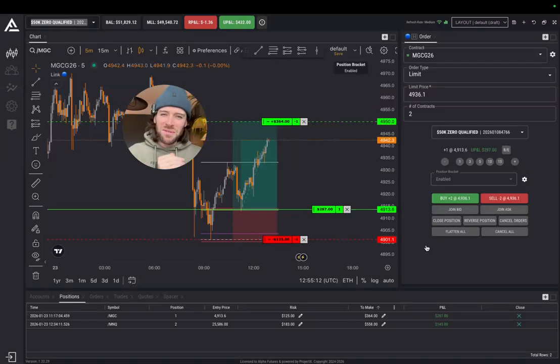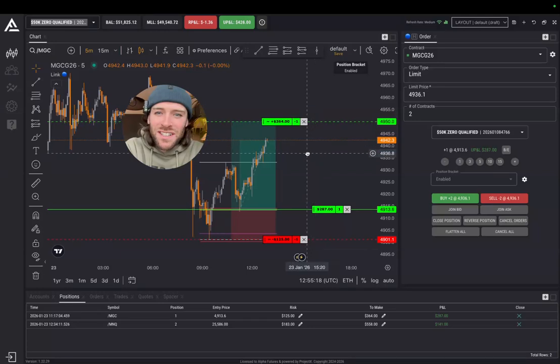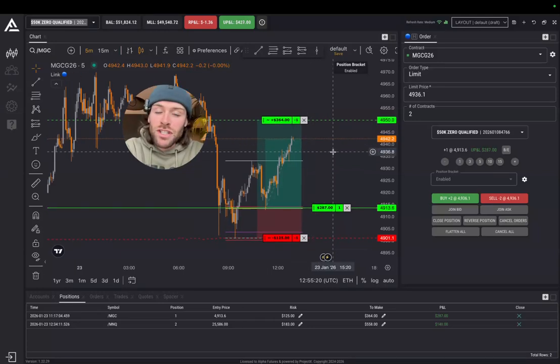Yes, boys. So we have officially just crossed 11K in floating profits for the month of January. So that's 11K in open positions, and around 9K already closed. Just so you know, I'm not chatting shite.